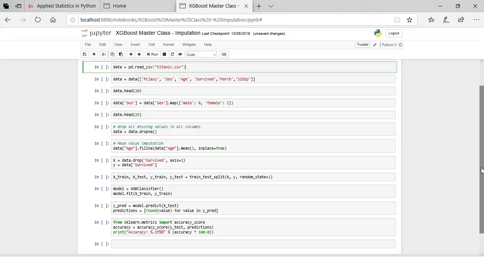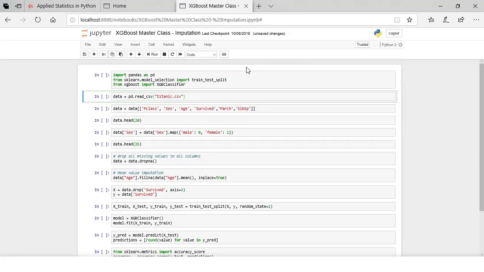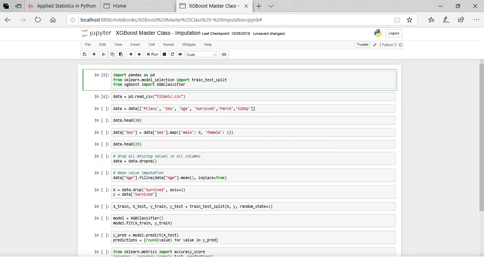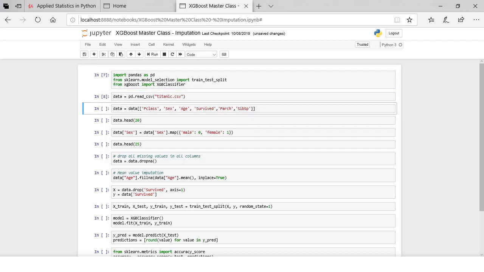All right, so let's jump over here to a Jupyter Notebook. Let's take a look at some code. So let's import pandas. Let's go ahead and import scikit-learn and XGBoost. Let's go ahead and run these. Let's import some data. Let's go ahead and take a look at a few columns. Well, let's look at the head function.